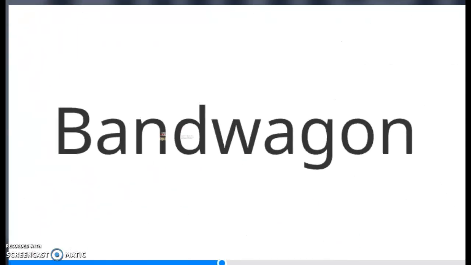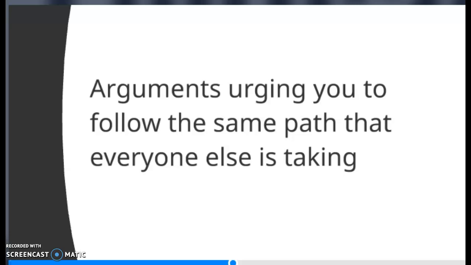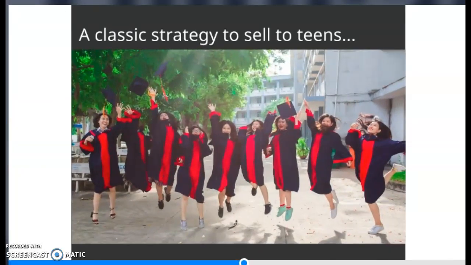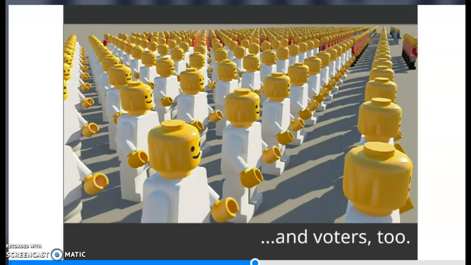The next logical fallacy that I want to talk about is bandwagoning. So arguments urging you to follow the same path that everyone else is taking is called bandwagon. It's a very, very common strategy used to sell things to teens. And it's also the same thing that's been sold to voters for years. If this is how your party is voting, this is how you should vote. This is how people feel about this issue. This is how you should feel about this issue.